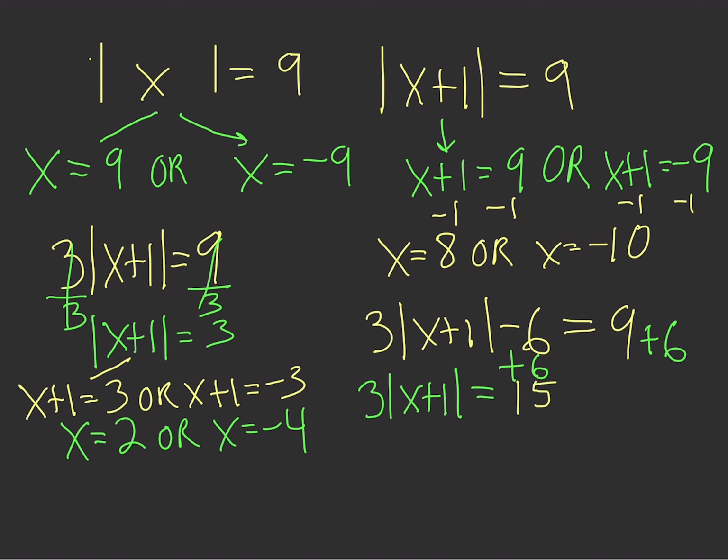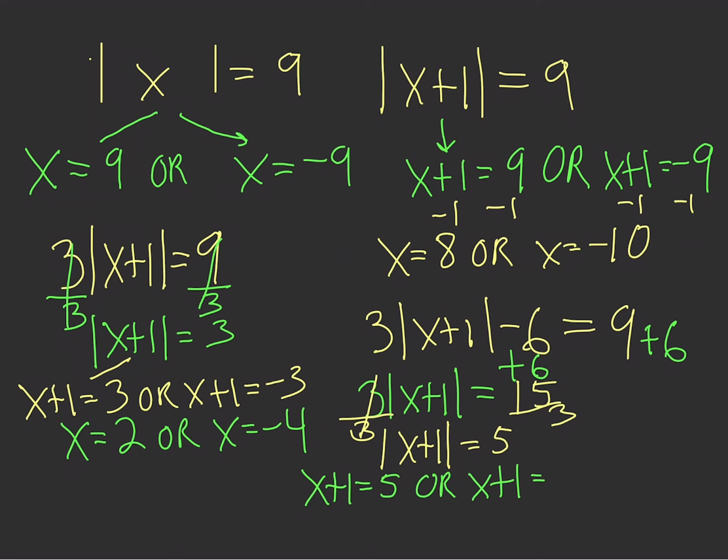Now I do what I did before in the last one. I divide both sides by 3, so it's just going to be the absolute value of x plus 1 is equal to 5. Then I can do the method we've been doing where I will take away the absolute value: x plus 1 is equal to 5, and x plus 1 is equal to a negative 5. Solving for that, x can actually come out to be 4, or it can be negative 6.